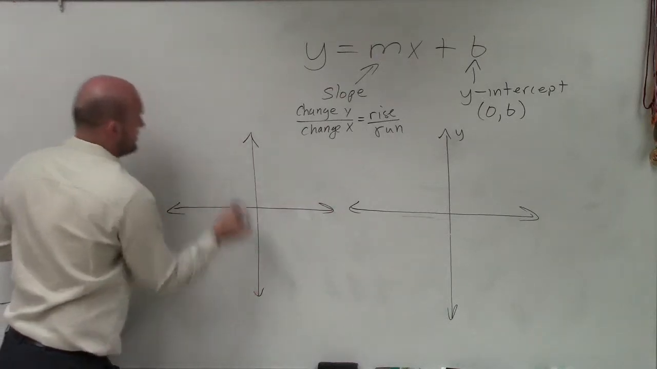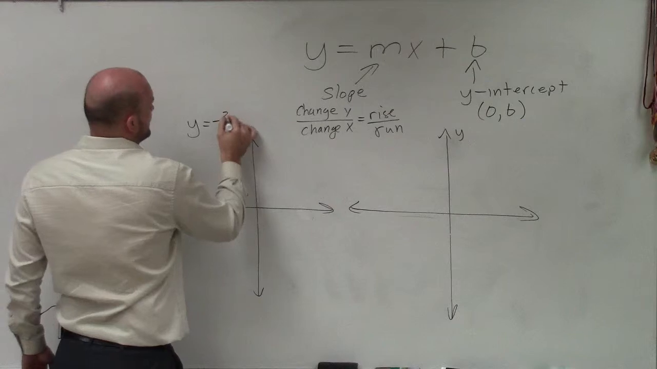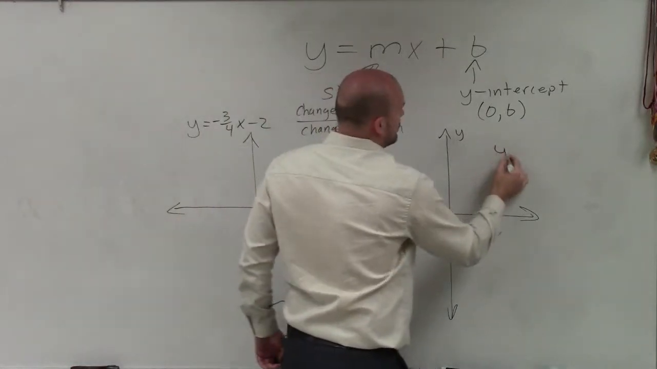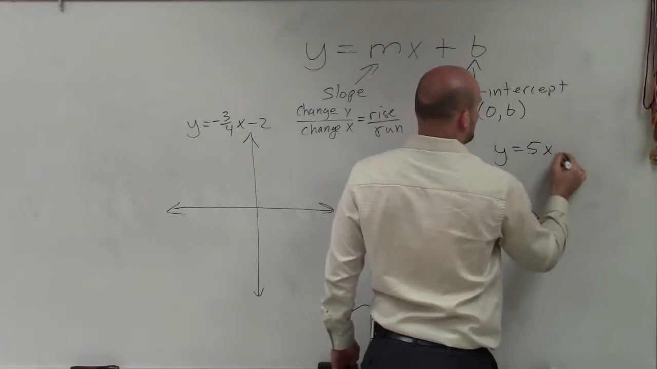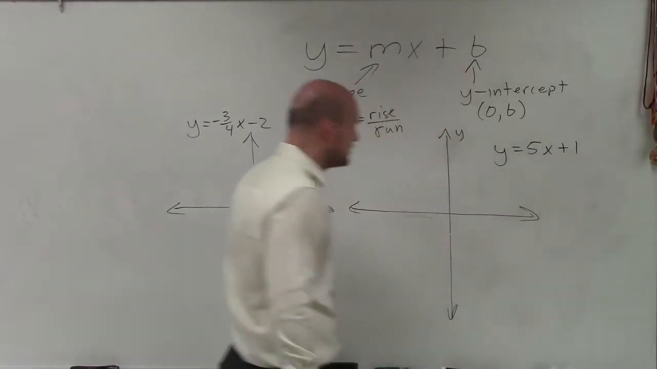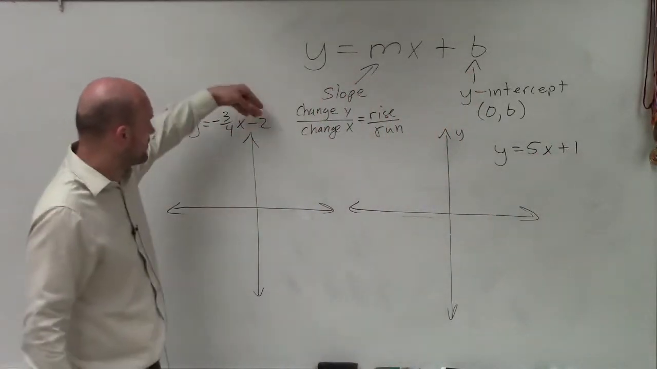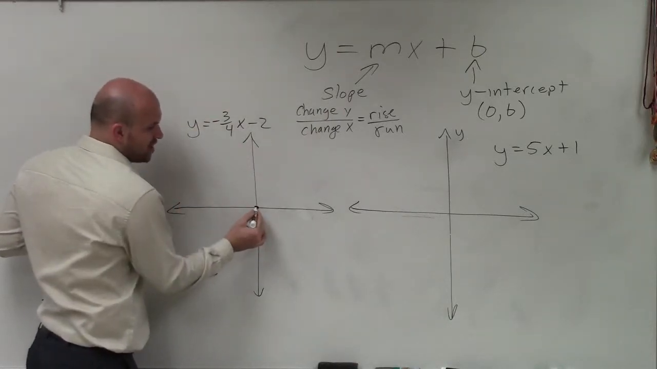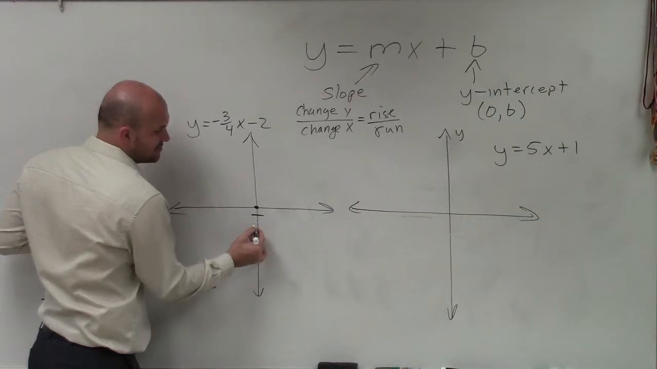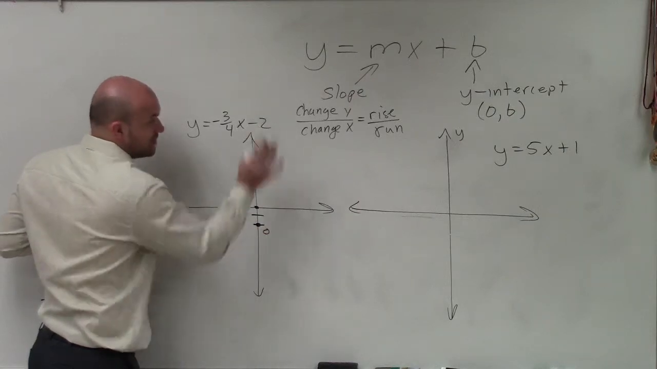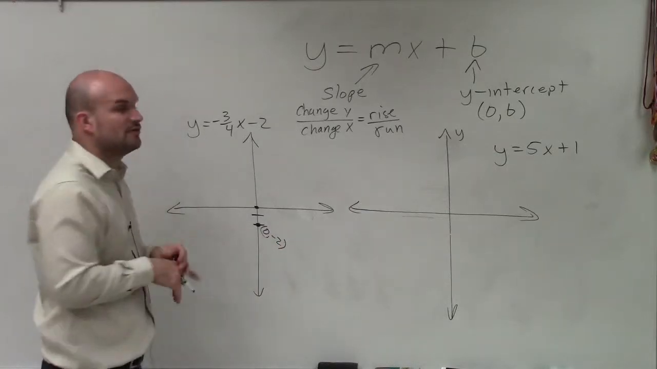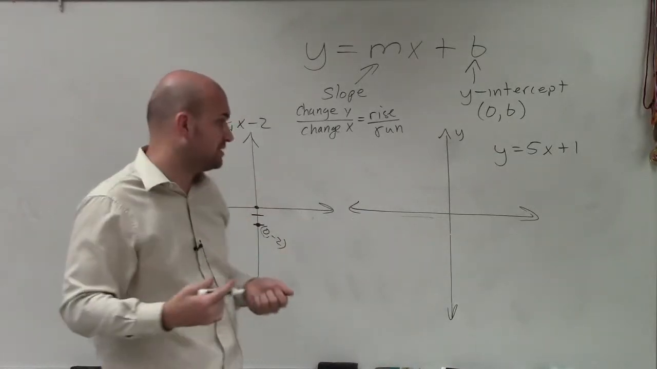Let's graph y equals negative 3/4 x minus 2, and y equals 5x plus 1. Okay? So if I was going to graph this, I would plot the y-intercept, which is at negative 2. Starting from the origin, I go down 2 units and make a dot, which is my y-intercept, (0, negative 2).